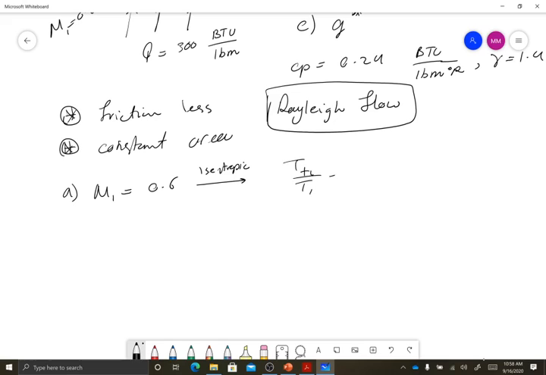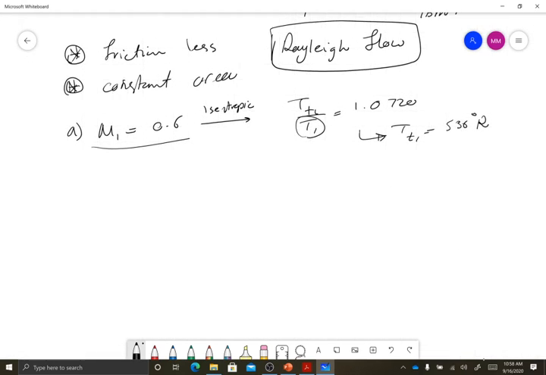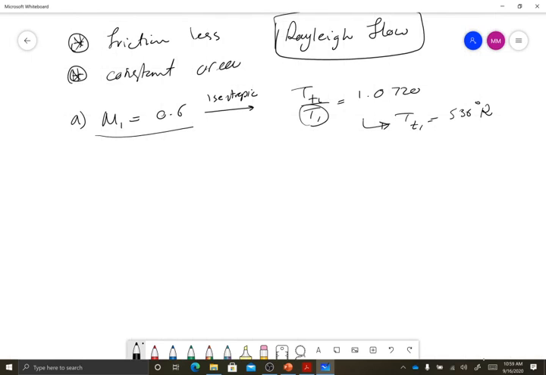So the temperature ratio for this Mach number using the isentropic tables is 1.0720. We have the static temperature, so we can find the total temperature at the inlet to be 536 degrees Rankine. Okay? And we want to find the TT2, right?